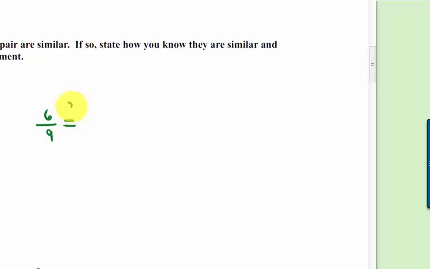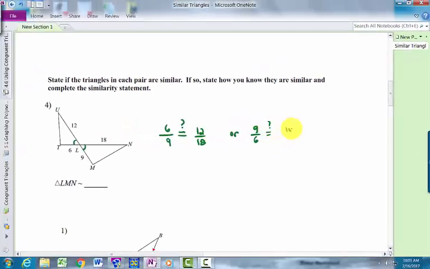Okay, so we're asking ourselves, does 6 over 9 equal 12 over 18? Or, if you wanted to reverse that, we went small to big, didn't we? You could ask yourself, does 9 over 6 equal 18 over 12? It doesn't matter which way you do this. You can reverse that. You can do small over large, or you could do large divided by small. Okay, questions there?